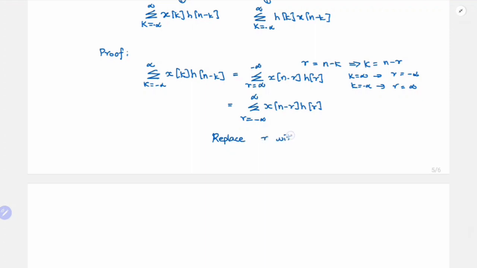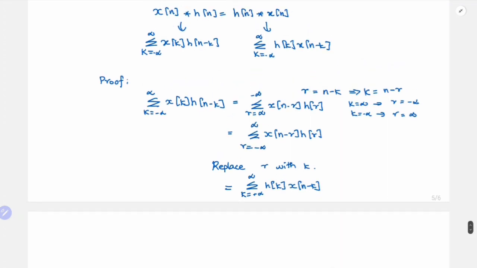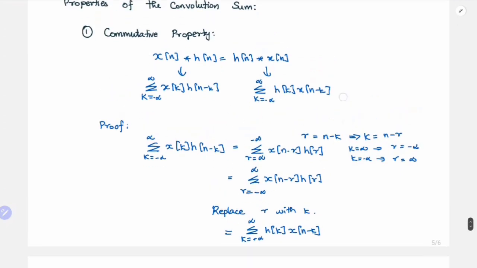So now I can replace r with k again, just a change of variables. It doesn't matter because it is under the summation, minus infinity to infinity. I'll take h first, so h of k x of n minus k. So this is what we wanted to prove, and here is the proof. Okay.